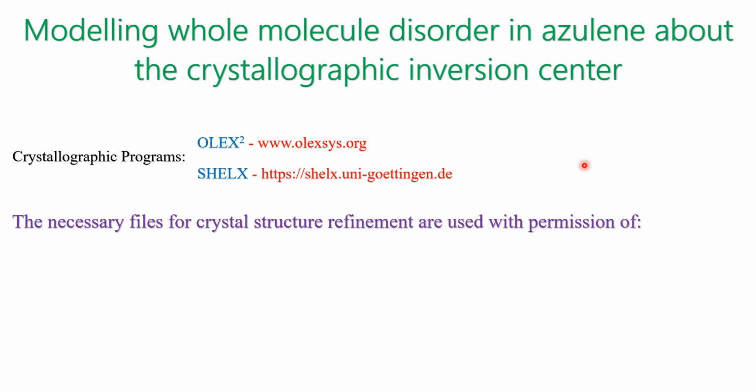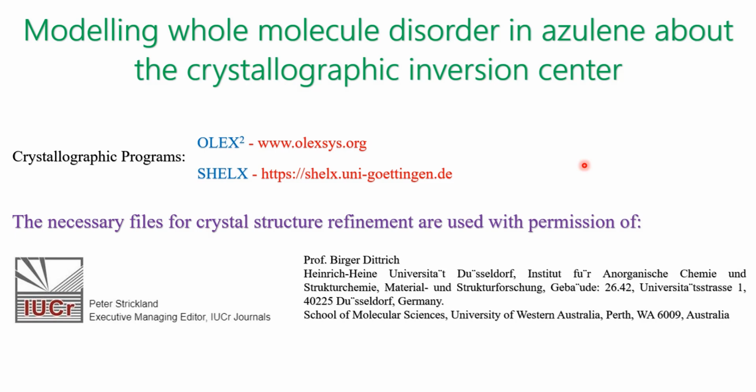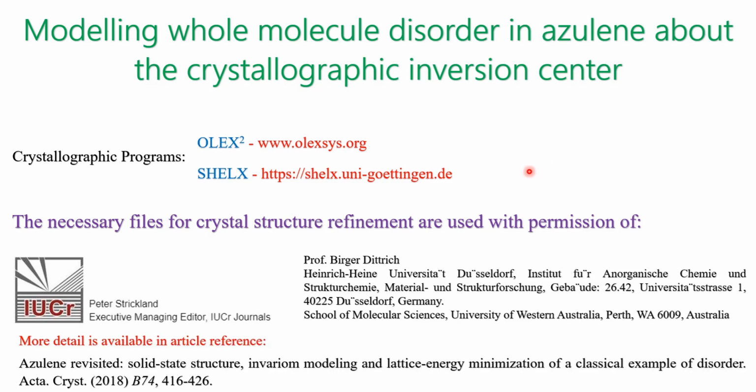The necessary files required for the refinement are used with permission of the International Union of Crystallography and Professor B. Dietrich. If you are interested in more detail about the molecule, its chemistry and crystallography, I recommend the article "Azulene Revisited: Solid State Structure, Invariom Modeling and Lattice Energy Minimization of a Classical Example of Disorder", Acta Crystallographica, Section B.